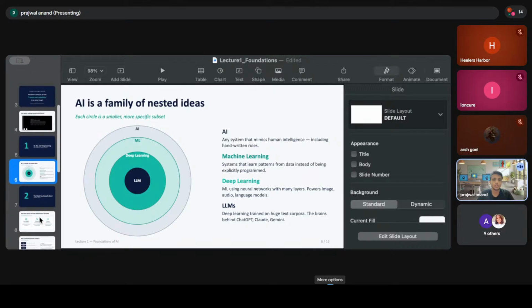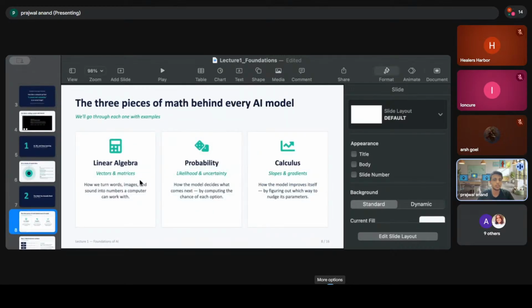So next, let's discuss the three pieces of math behind every model. We know that in terms of mathematics, there are functions being used to calculate, but what does it actually do? We have three sections: linear algebra, probability, and calculus, each used for a different case. In terms of linear algebra, we use vectors and matrices, where we turn words, images, and sounds into numbers a computer can work with. That is what, in the previous lecture, you might have seen explained, how it gets converted based on the probability of what might be the next word. That is what linear algebra does.